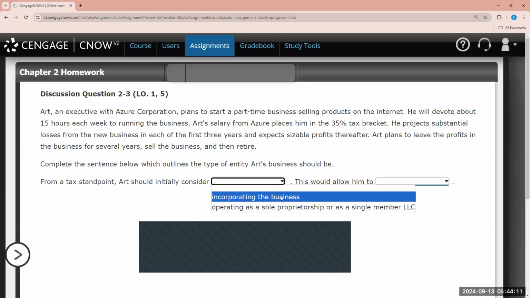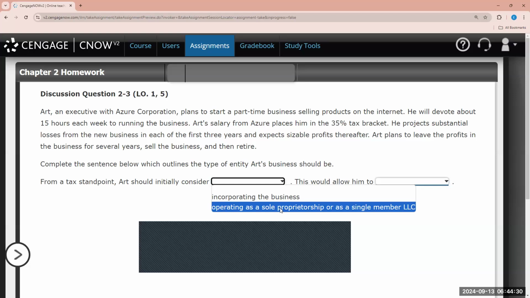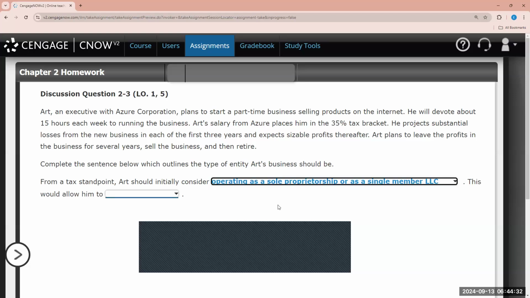So for C corporations, if Art decided to structure the business as a C corporation, he would not be able to get the benefit of the losses on his personal tax return. Hence, the losses would simply carry forward. So therefore, from a tax standpoint, Art should initially consider operating as a sole proprietorship or a single member LLC.